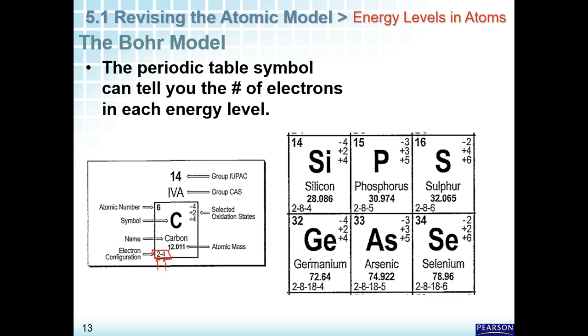If we look at something for germanium, this one has 32 protons, which means it has 32 electrons. Out of those 32 electrons, 2 are in the first energy level. Once that's filled, I can go to the second one and fill 8. Once that one's filled, I can go to the third one and it has 18. And then 4 electrons are found in the fourth energy level.